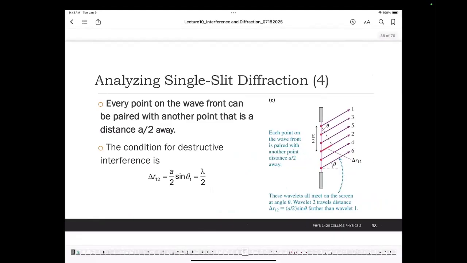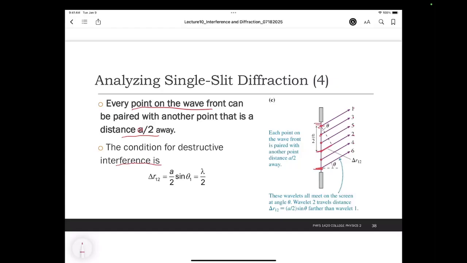Every point on the wavefront here can be paired with another point that is a distance half a lambda away. Here 1 and 2 are half a lambda apart, 3 and 4 are half a lambda apart, and 5 and 6 are half a lambda apart. The condition for destructive interference is the distance between r1 and r2, and here is theta, which means this one. Let me put it clearly.